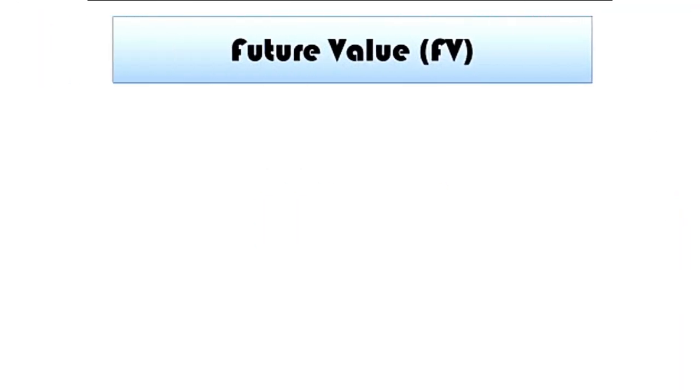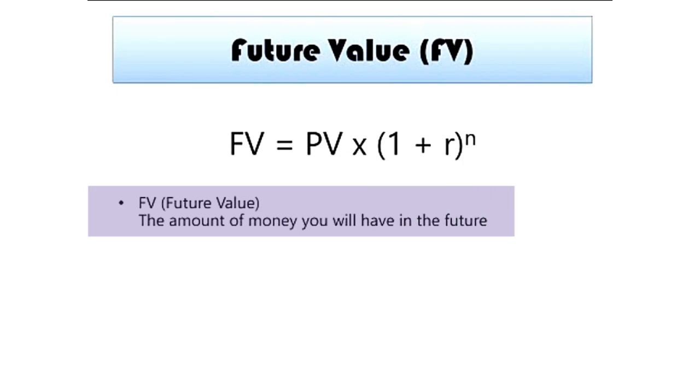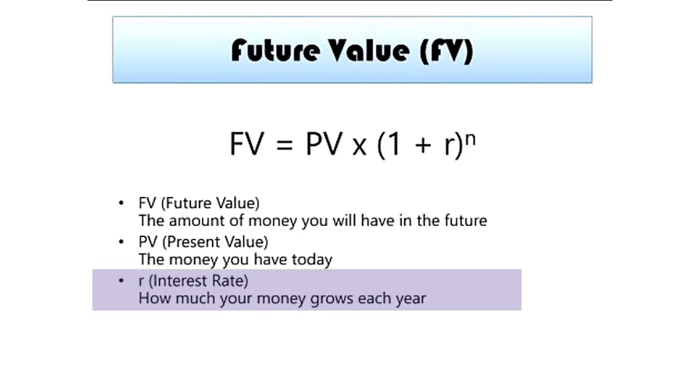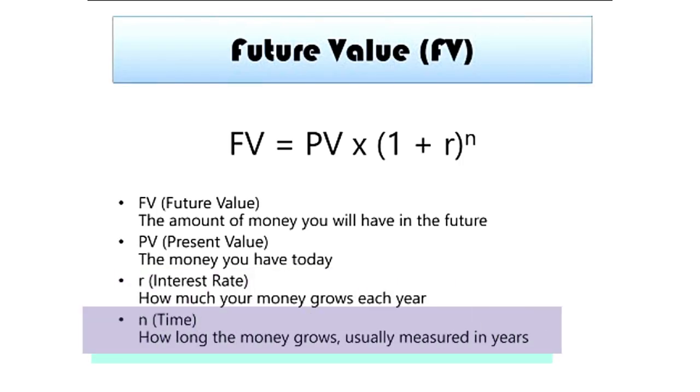So how do we actually figure that out? We'll start with the first of two key formulas, the future value formula, which shows what the money you have today can turn into later if you give it time to grow. FV is future value, the amount of money you will have in the future. This is what we're trying to figure out in the equation. PV, or present value, is the money you have today. R is for interest rate, how much your money grows each year. And N is for time, how long the money grows, usually measured in years.